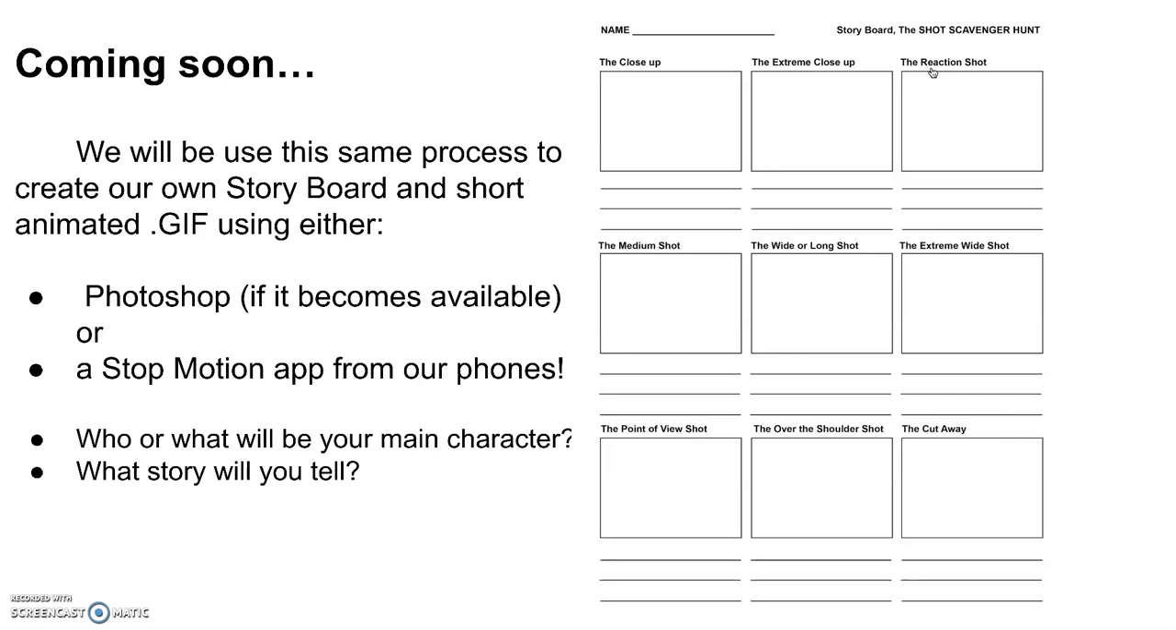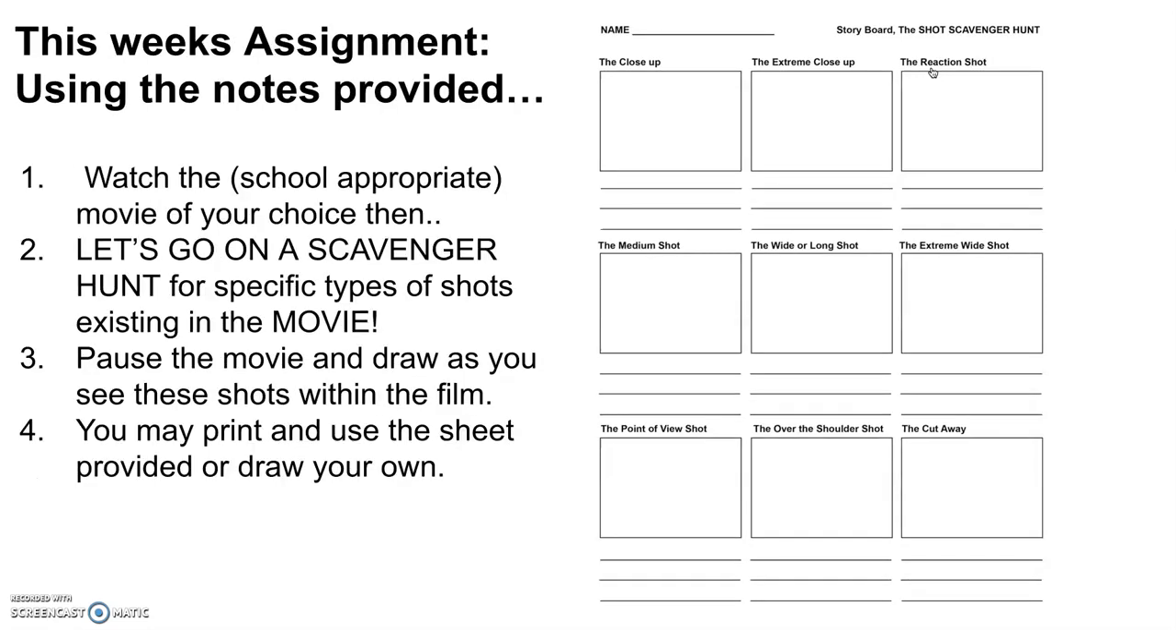So start thinking, what would you like your main character to be? What story would you like to tell? And while I'm not requiring that part this week, just let it start to resonate with you. Start to think about what you would like to do in an ideal world. But this, looking at an existing school-appropriate movie, doodling up some of the shots and kind of studying them, that's this week's assignment, and I'm really excited to see what you do.